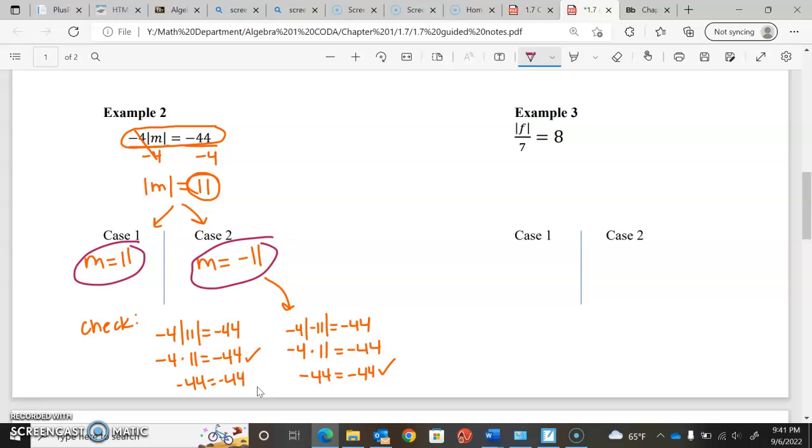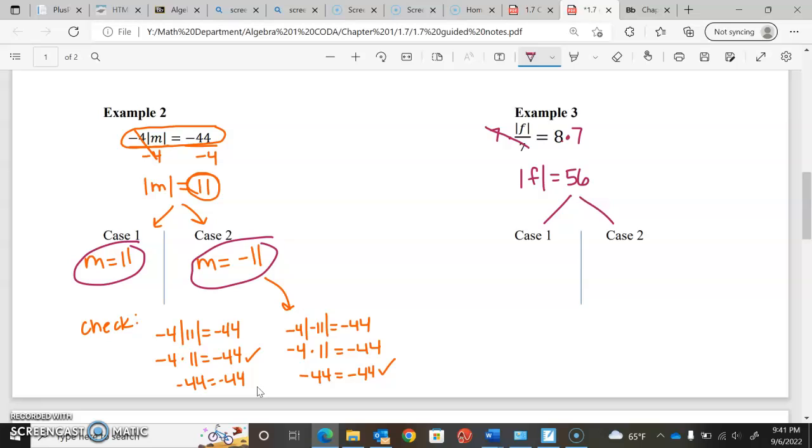All right, example 3. So here we have the absolute value of f divided by 7. So it's not isolated by itself. We have this division by 7. So to get rid of that 7, the inverse operation of division is multiplication. So we're going to multiply both sides by 7. So now we have the absolute value of f by itself equals 56.